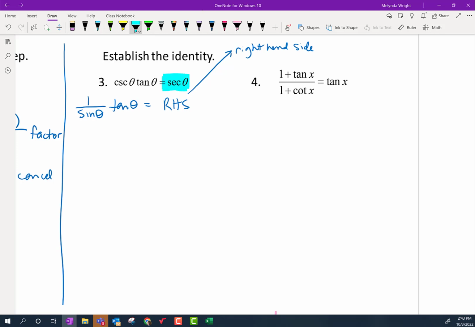This is where I want to be. I want to turn the left side into secant. That's what I want to do. I don't have any secants over there yet, but I'm working on it, right? I'm working on it. And my reason for going from cosecant to 1 over sine was reciprocal.